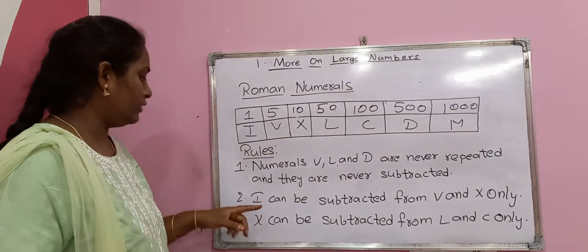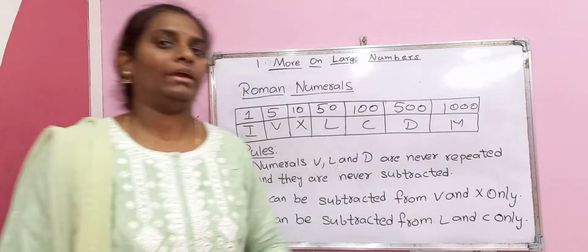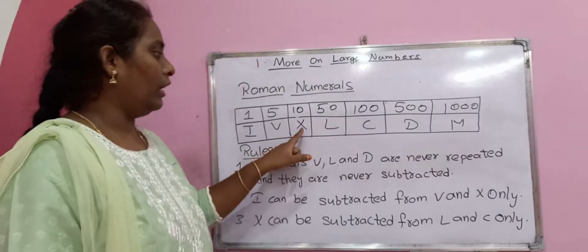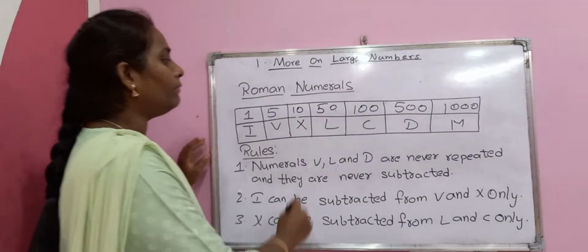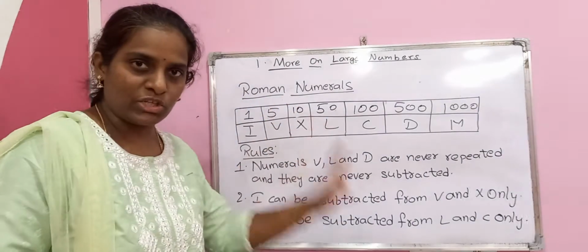Now, next rule. I can be subtracted from V and X only. Okay? I can be subtracted from V and X only. We cannot subtract I from L, C, D, M. We can subtract from V and X only.